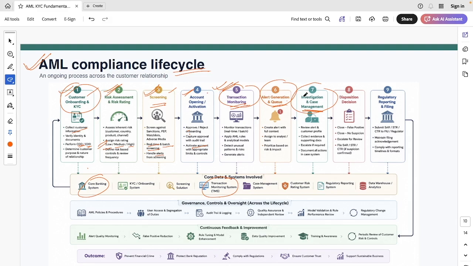Now, after investigation, the analyst or compliance officer makes a disposition decision. There can be different outcomes. The alert may be closed as a false positive. It may be closed as no suspicion. It may be escalated for further review. Or if the suspicion is confirmed, the bank may file a SAR, STR, or CTR, depending on the jurisdiction or country and the reporting obligation. Now, you may be wondering what is SAR, STR. This is just a report actually. SAR means suspicious activity report.